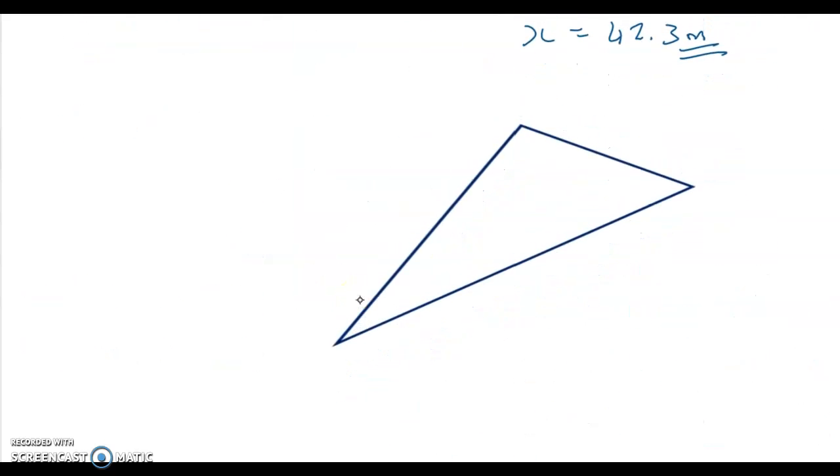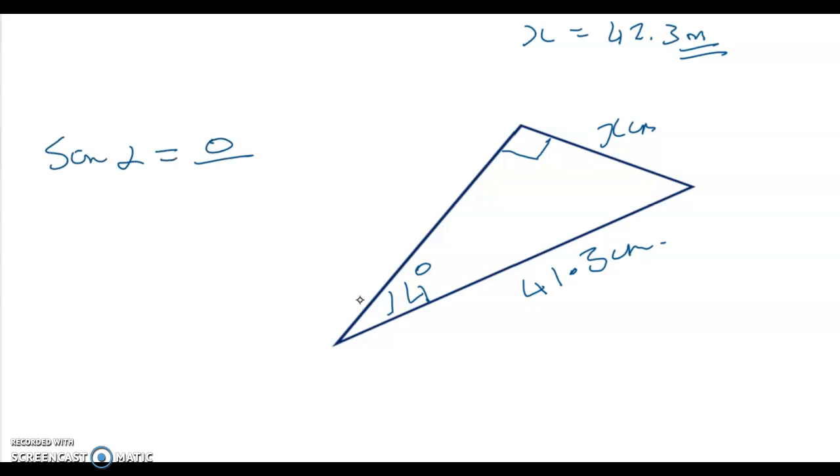Remember what we said before, it doesn't matter if a triangle is on its side or upside down, it's a right angle triangle, you've got an opposite and a hypotenuse and an adjacent. Let's do our angle down here, let's make it 14 degrees. Opposite is x centimetres, and the hypotenuse, let's make that 41.3 centimetres. So opposite, hypotenuse, angle, sine ratio. So sine of alpha equals opposite over hypotenuse.